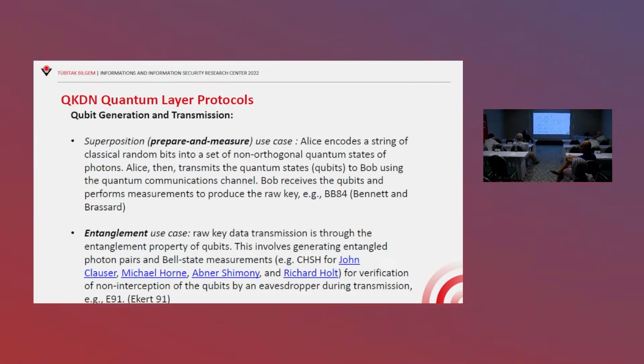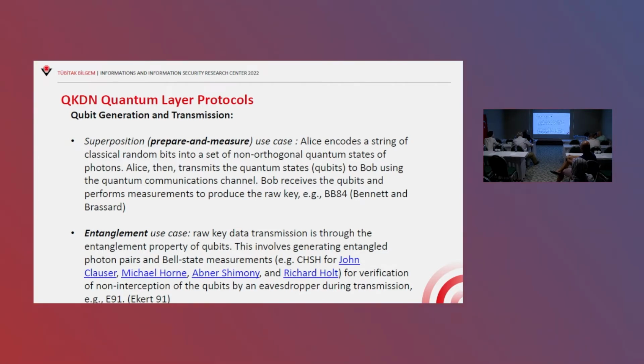And the second would be entanglement. Again, raw key data transmission is through the entanglement property of the qubits. And this would entail basically generating the entangled photon pairs and then using Bell state measurements to ensure that there is no interruption, or there's no intervention in the communication. Usually in practice, instead of the Bell state measurements, people would use protocols equivalent to Bell state measurements, but that are easier to implement.